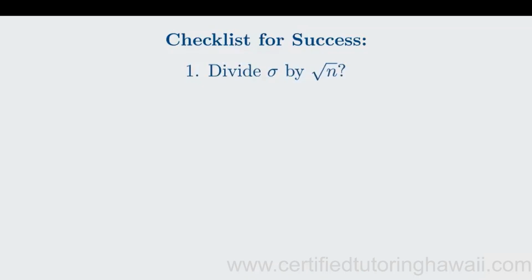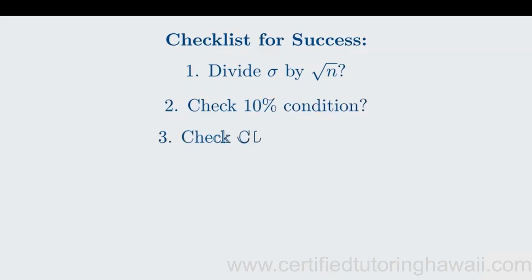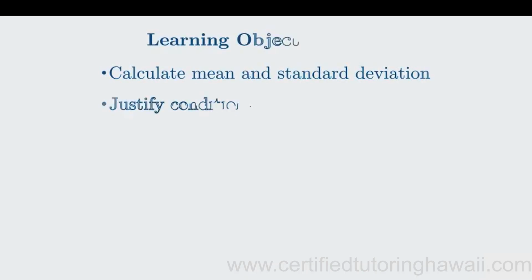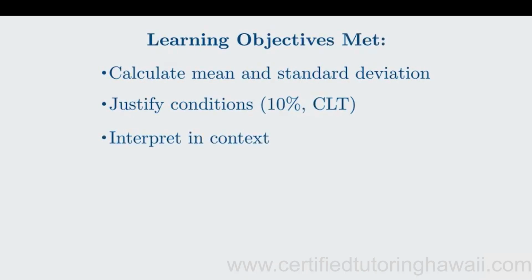Here is a checklist for success. Did I divide sigma by the square root of n? Did I check the 10% condition for spread? Did I check the central limit theorem or population shape for normality? And did I interpret my final probability in the context of the problem? If you can answer yes to these 4 questions, you have mastered the essentials of sampling distributions for sample means.